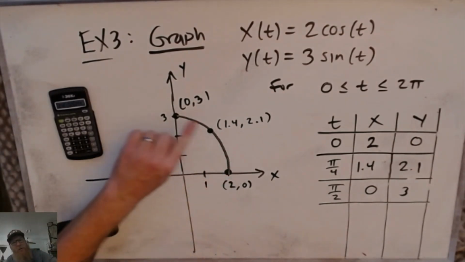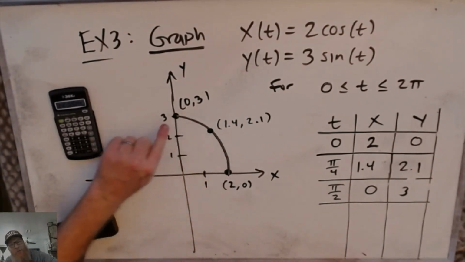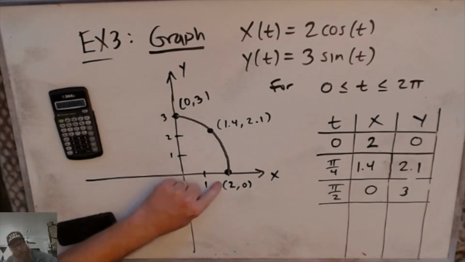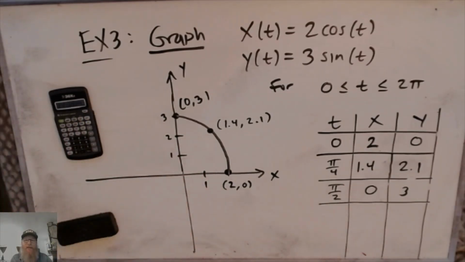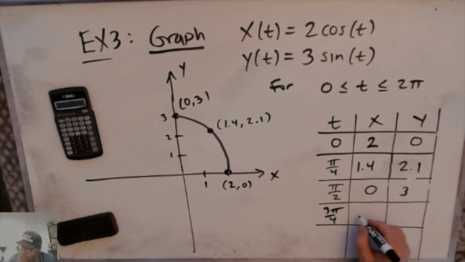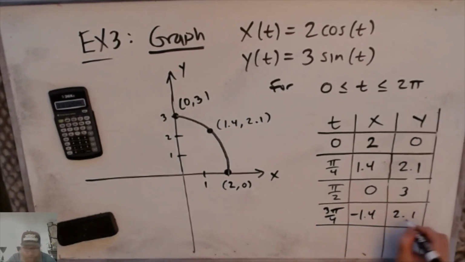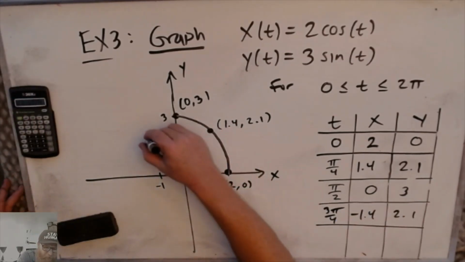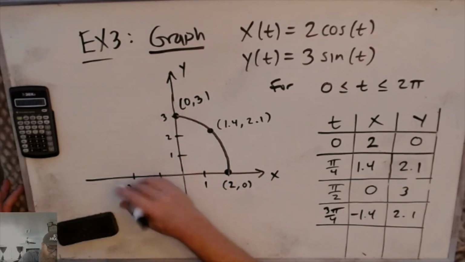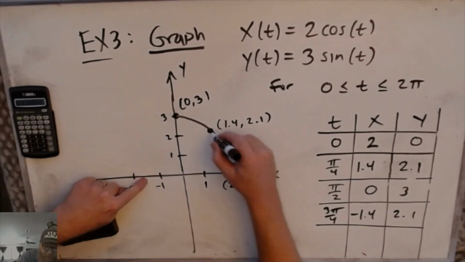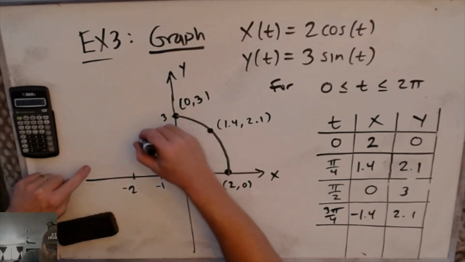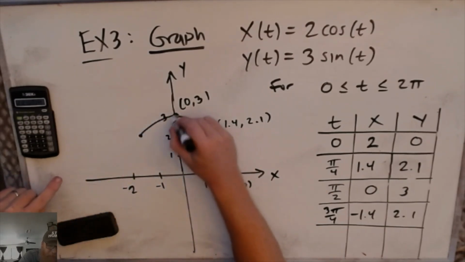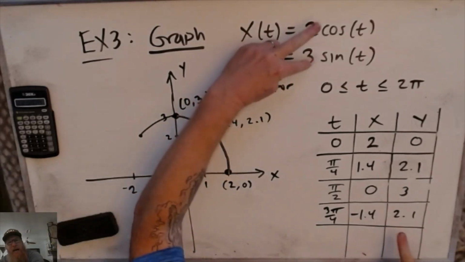It's almost a circle. It's not exactly a circle because this is 3 and this is 2. All right, and so what we're going to do is continue to do this. 3 pi over 4: you're going to get negative 1.4 and 2.1. Trust me, if you want to work it all out, you're going to end up with a point right over here. It's basically the mirror image of this point. I hope that makes sense because we're using sine and cosine.